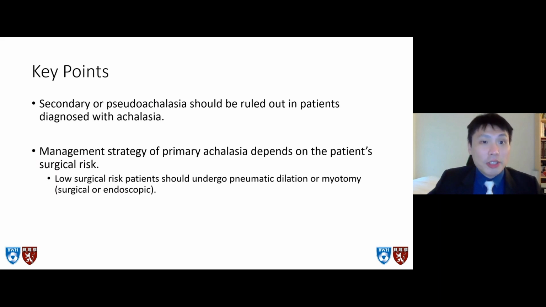In terms of achalasia, secondary or pseudoachalasia should be ruled out in patients diagnosed with achalasia, especially in older patients who have rapid onset of symptoms and rapid deterioration. Management strategy of primary achalasia should depend on the patient's surgical risk, with the lower surgical risk patients undergoing definitive therapies like pneumatic dilation or myotomy.